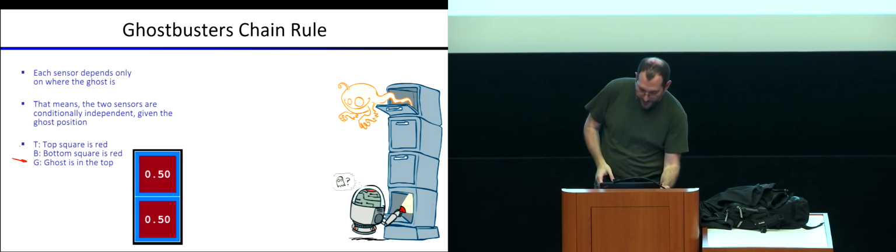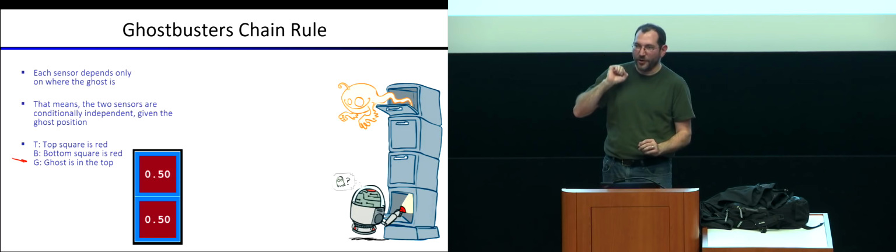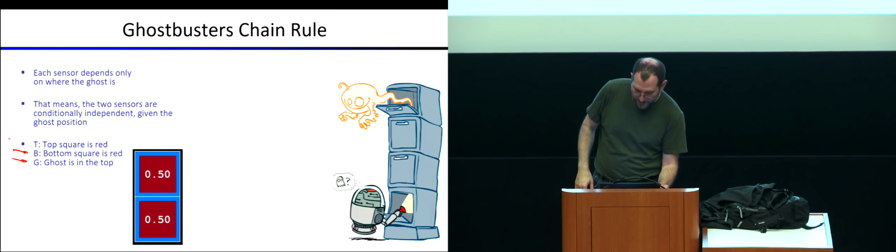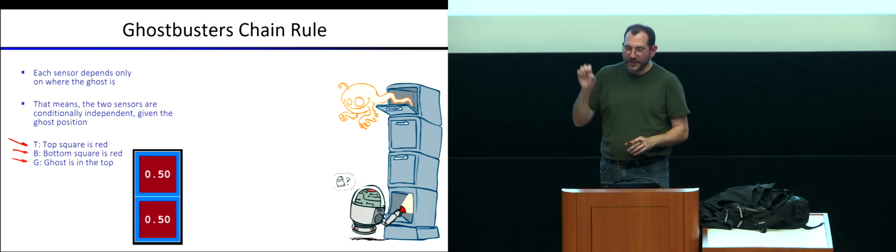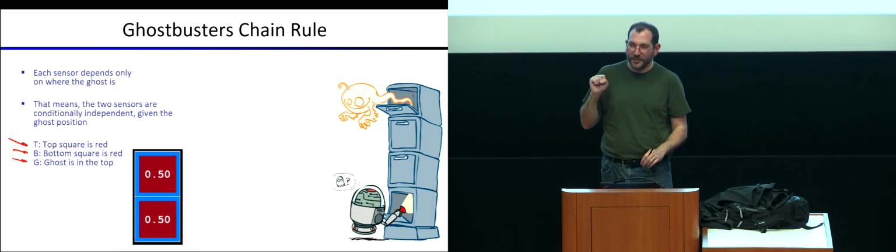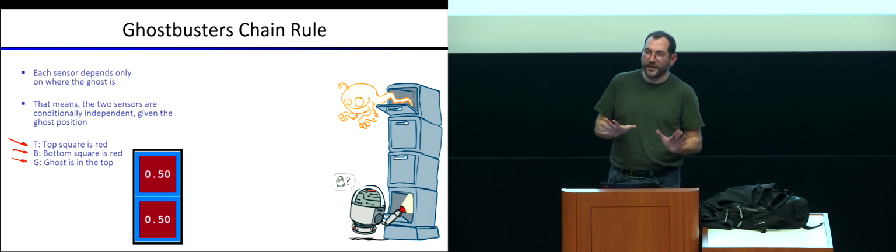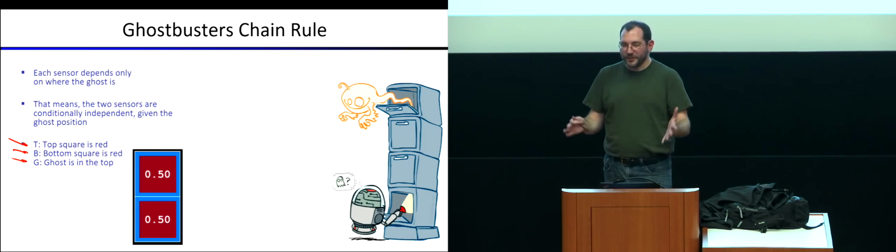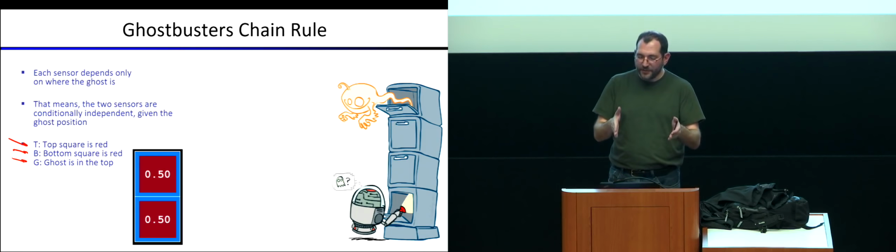Here's 2 other random variables. Remember, we took sensor readings, and let's imagine the sensors just say red or not red, where red means close. So I could have random variables B and T, which are the reading in the top square, could be red or not, it's noisy. The reading in the bottom square, could be red or not, it's noisy. My verbal description of this model is each sensor reading depends only on where the ghost is.